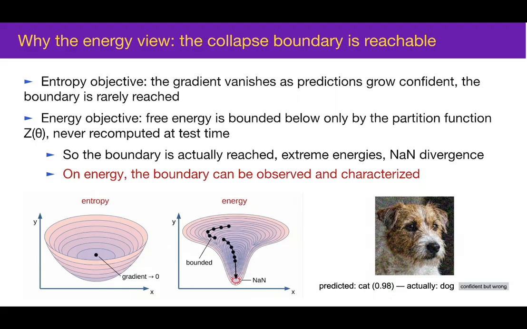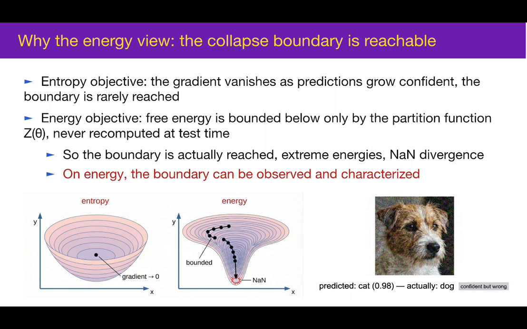Then the next slide is why we use the energy. So let me first look at the left side of this figure in the slide. We have the entropy objective, the thing that most methods use actually. The problem is in the entropy objective, once the model becomes confident, the gradient basically becomes zero. So nothing more happens, and the failure boundary is never really reached. And then on the right side, we have the energy objective.